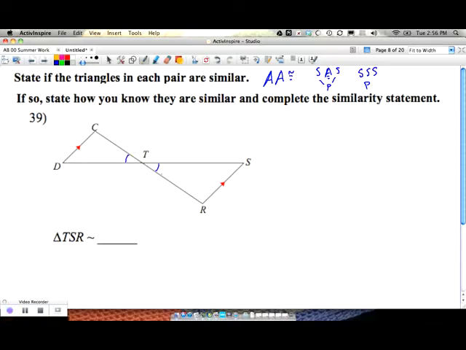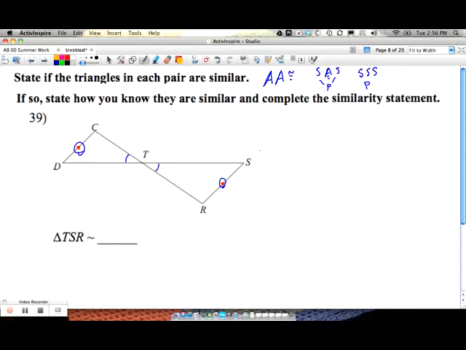Well, we know that these are vertical angles because anytime you have 2 lines crossing, those are vertical angles. We also know, because these are parallel lines, that's going to actually help us a lot. This is creating a transversal. We got DS, this line DS going across the side here.